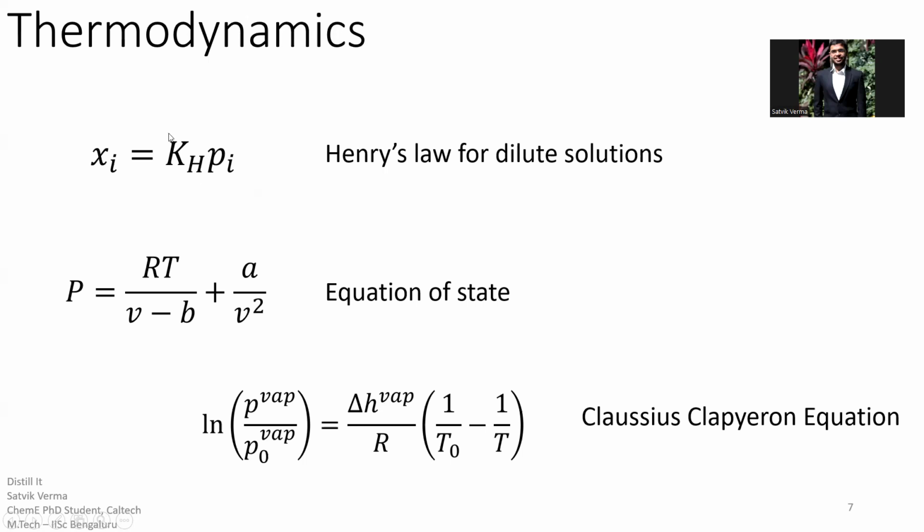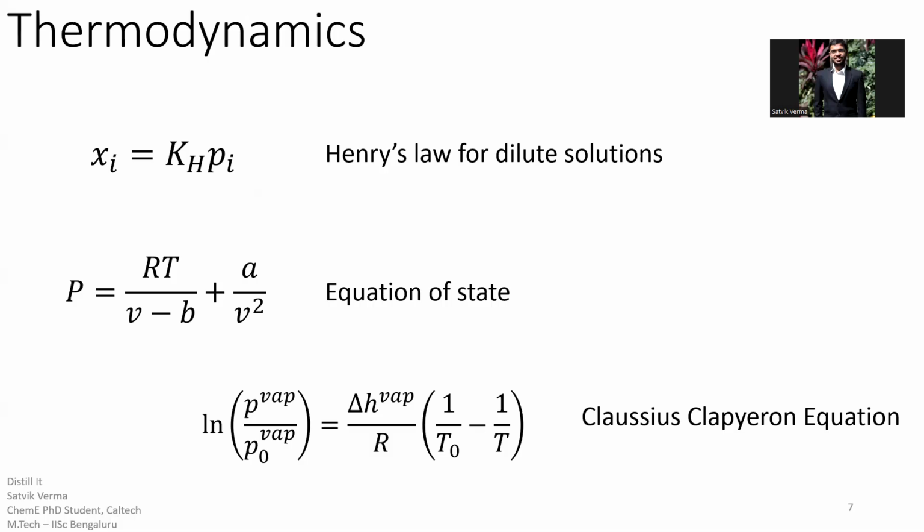So this can be written as xi equals kh into pi. So kh is the Henry's constant, and this law is very valid for dilute solutions where xi is very small. So you could use data for partial pressure versus concentration or versus the mole fraction to get this Henry's law constant. And this again can be formulated as a linear regression problem.